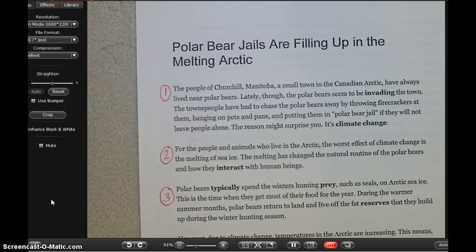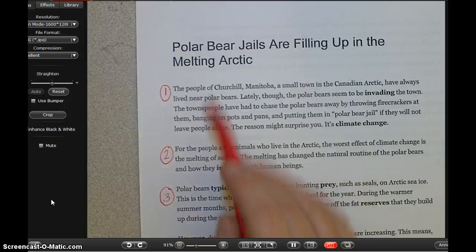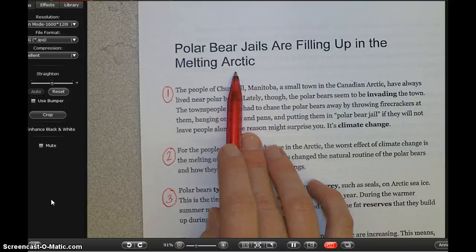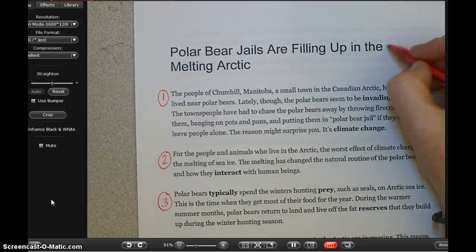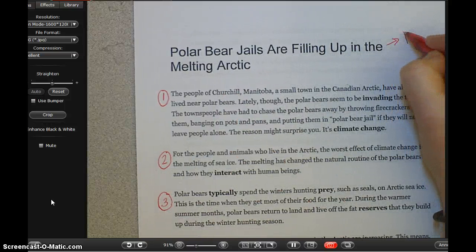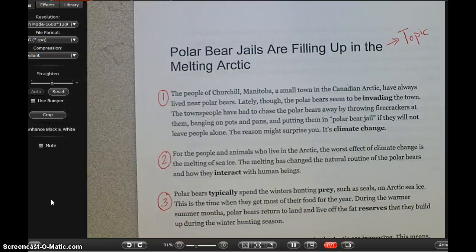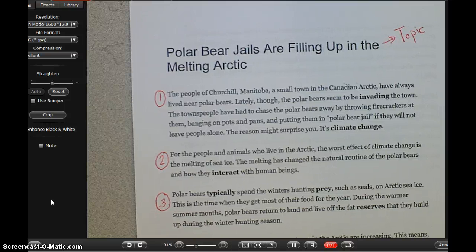All right. So our next step that we want to do is we want to find the title. Polar bear jails are filling up in the melting Arctic. And we are going to label that as our topic. So this is the topic of the whole piece. And I find it pretty interesting that they have polar bear jails. And I want to keep reading and find out what that's all about.